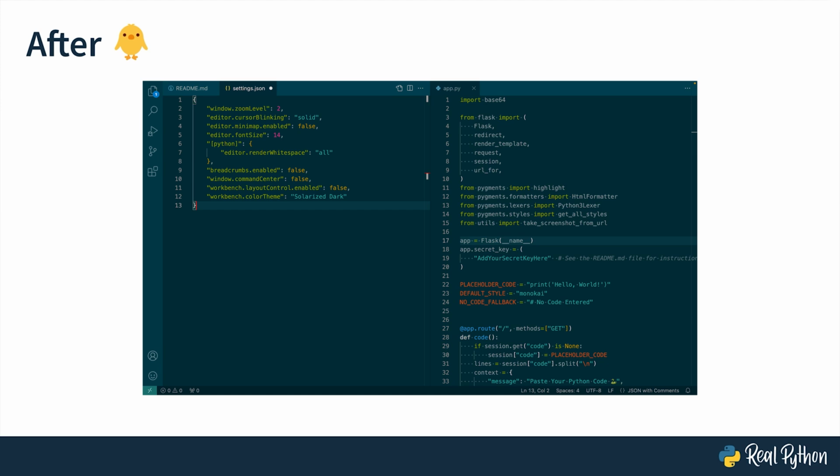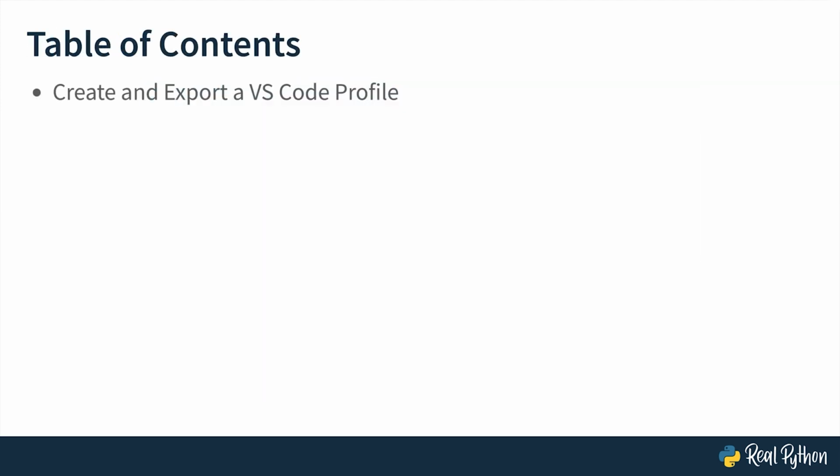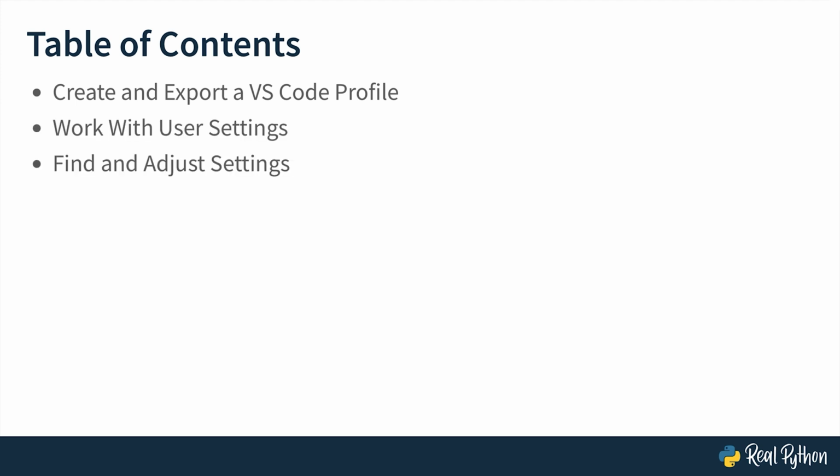So in the next lessons, I will show you how you can create and export a Visual Studio Code profile, how you can work with user settings, how you can find and adjust your settings, and then how to clean up the VS Code user interface with these settings. This code conversation is perfect for you if you have downloaded VS Code at some point and you never really changed it. So in this video course, you will find inspiration on how to adjust your settings to make it look a little bit nicer.